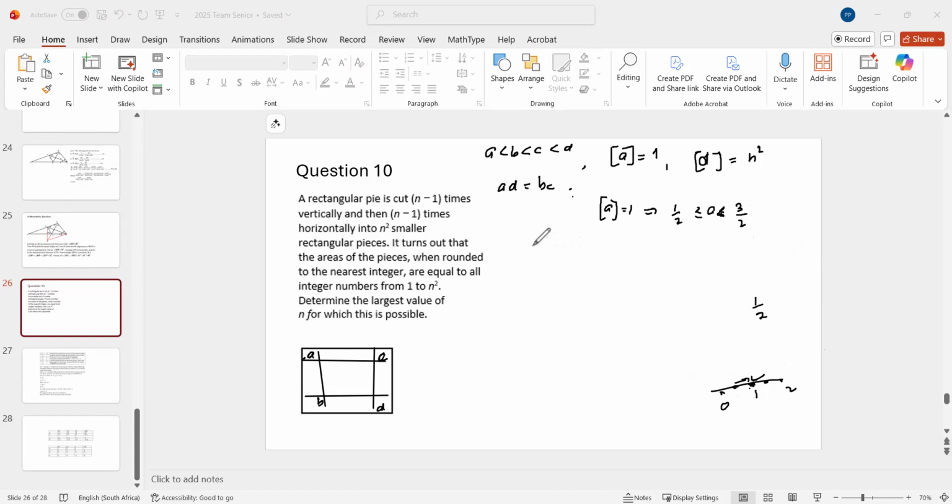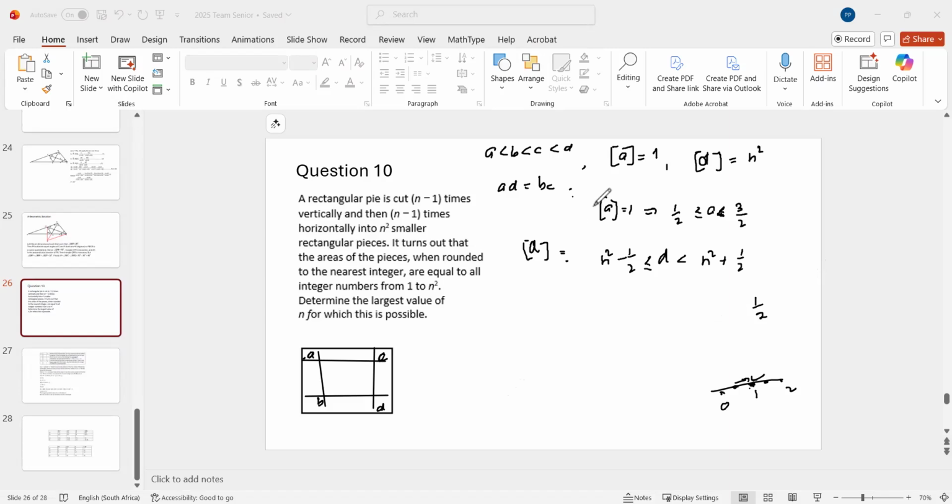So that is the thing about A. And as far as D is concerned, D is equal to n squared. So you have that in a similar way. D lies between n squared minus a half and n squared plus a half. And it could be equal to that, but not equal to the next one.